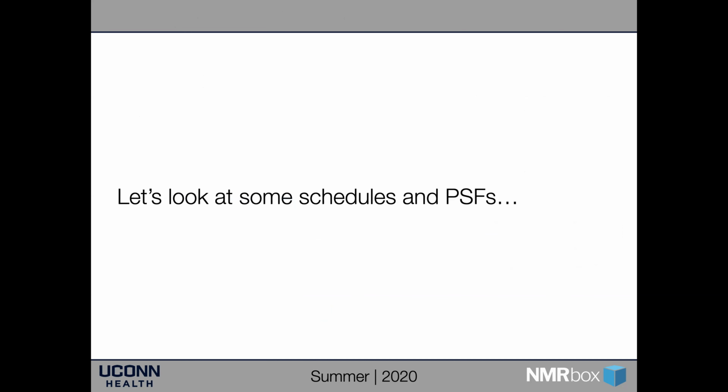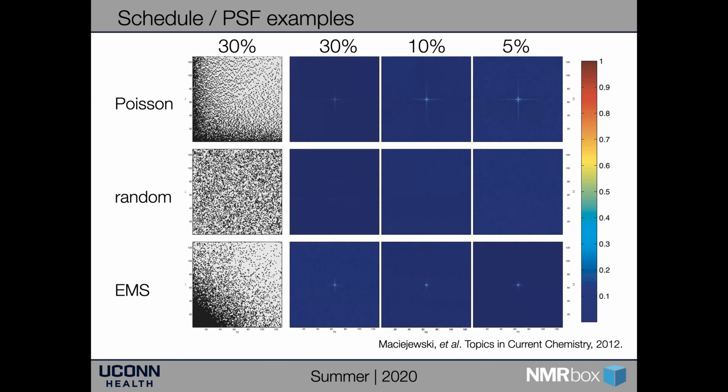So let's just take a quick look at some sample schedules and PSFs just to give you some visuals to go with some of those theoretical concepts. So here we're looking at Poisson gap sampling, random sampling, and envelope matched sampling, which biases the FID selection to the decay rate of the signal envelope. And these are examples taken at 30% sample coverage. Right next to it, you can see the point spread function for each of those.